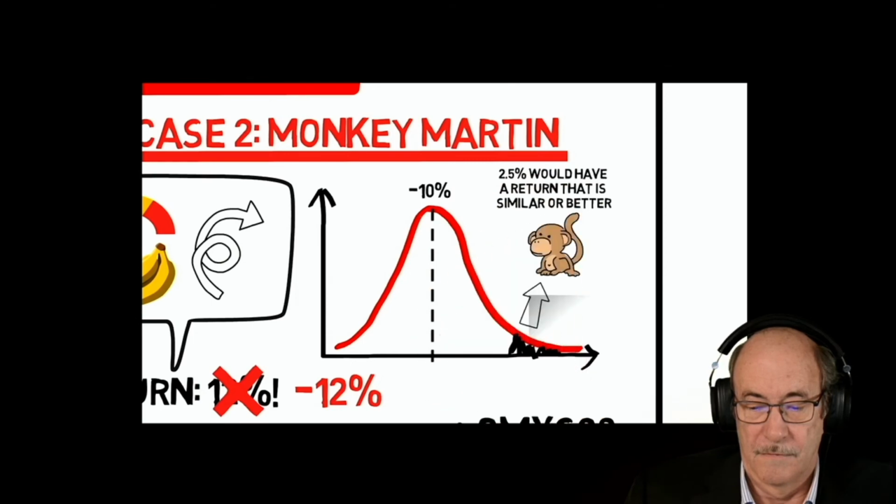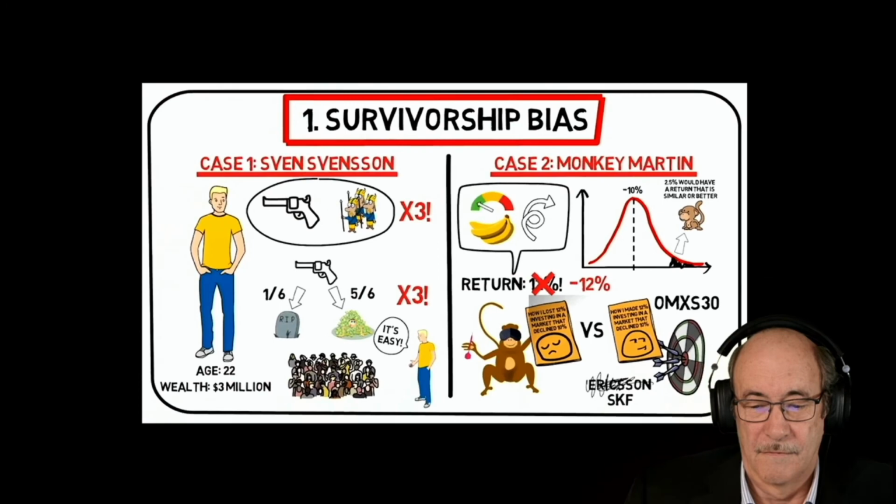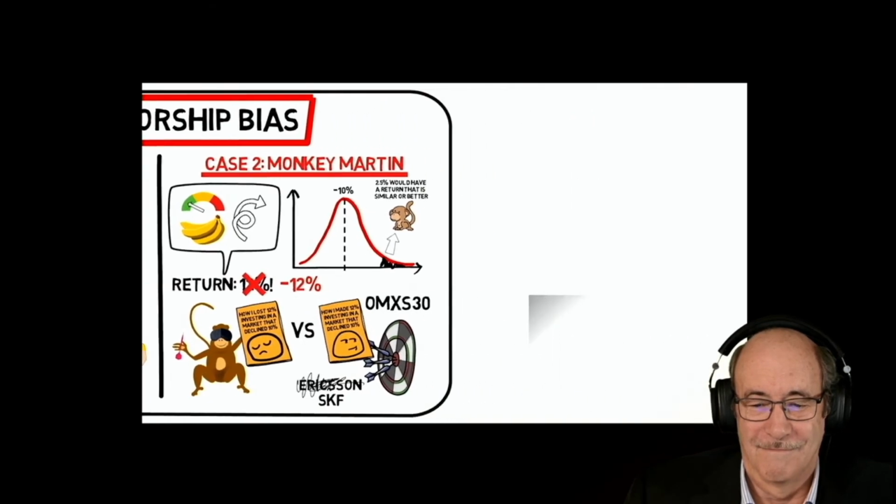Let's pretend that there are 2,000 monkeys out there. Then 50 of them would have had a return of 12% or better, by pure chance. And one of them will definitely write a book about it.